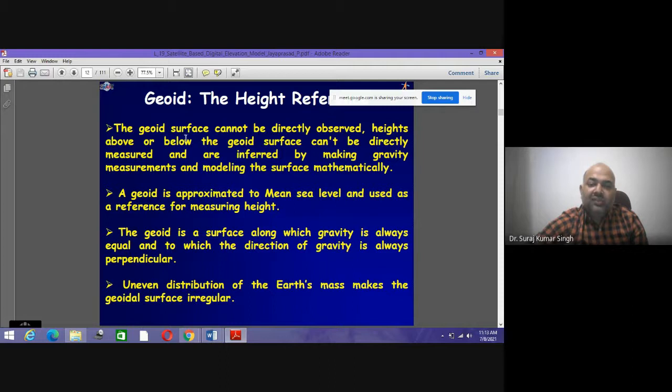So the geoid surface cannot be directly measured or observed. The heights above or below the geoid surface can't be directly measured and are referred by making gravity measurements and modeling the surface mathematically. A geoid is approximated to the mean sea level and used as a reference for measuring height. The geoid is a surface along which the gravity is always equal and to which the direction of gravity is always perpendicular. Uneven distribution of the Earth's mass makes the geoid surface irregular.